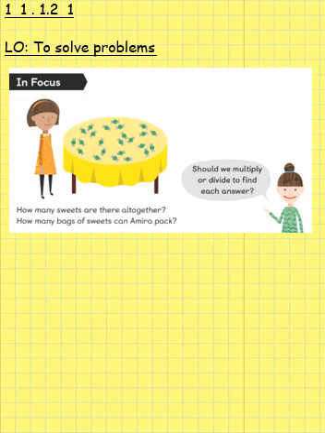So our in-focus task here is a table full of sweets, and it's asking us how many sweets are there altogether and how many bags of sweets can Amira pack. There's also a question that's being asked, which is, should we multiply or divide to find the answer? So before we look at working out the answer, before I get you to think about what the answer might be and what options there could be, I want us to consider a couple of questions first.